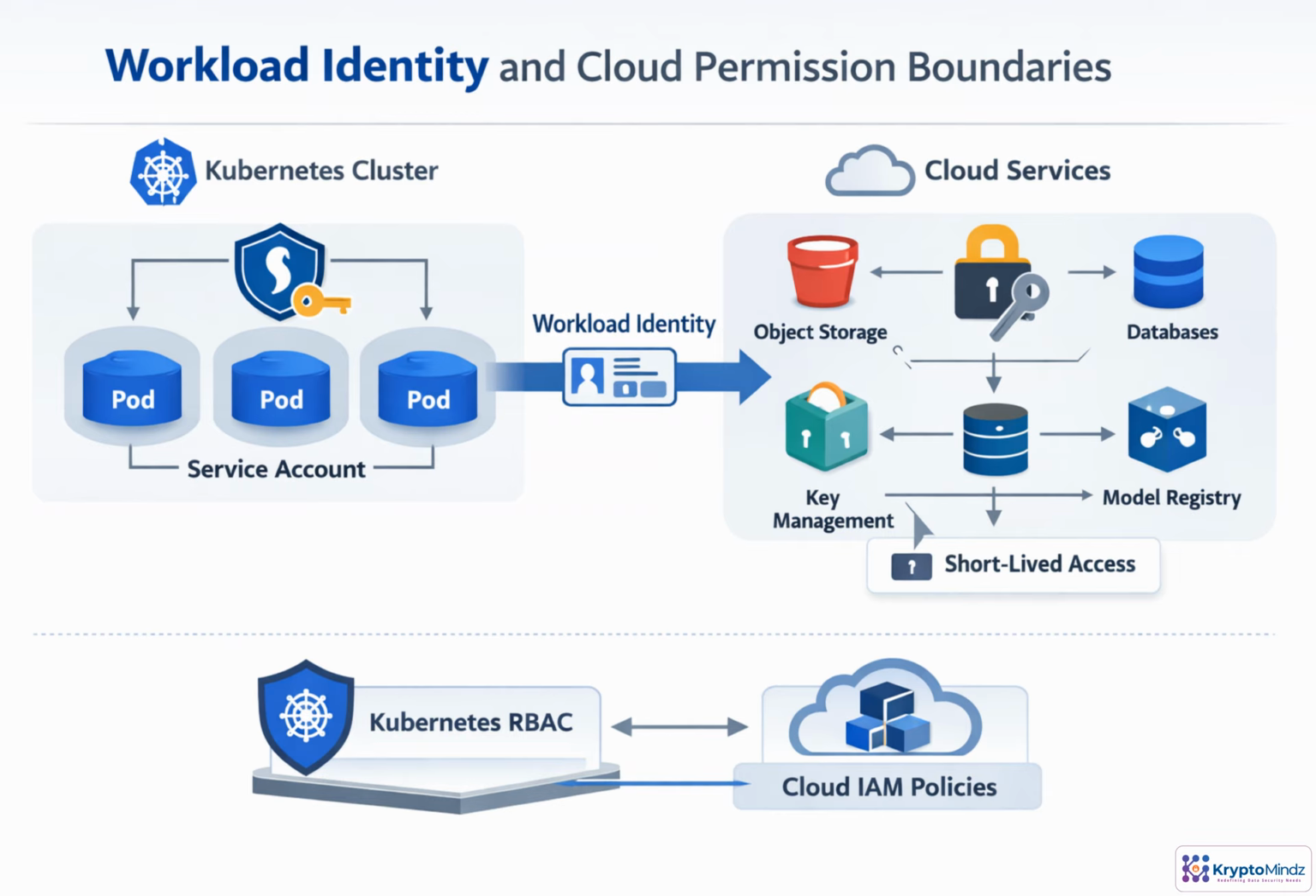When a pod needs cloud resources, it should not carry a password or access key. Instead, it runs as a Kubernetes service account that Cloud IAM trusts. The cloud exchanges that workload identity for a short-lived token scoped to one role. That role allows only the required buckets, keys, databases, logs, or model artifacts. Kubernetes RBAC controls in-cluster actions, while Cloud IAM controls external access.